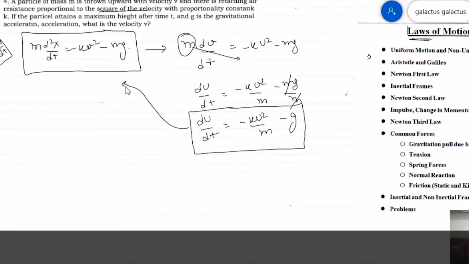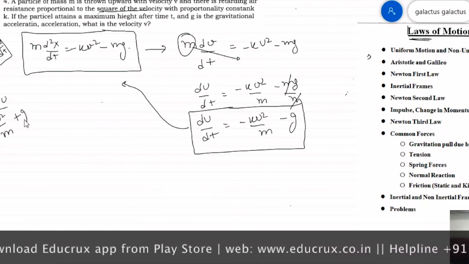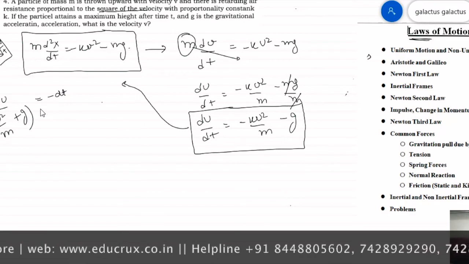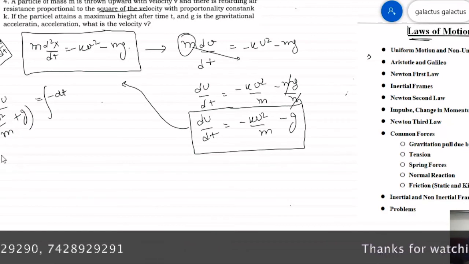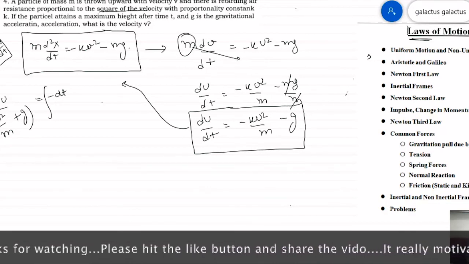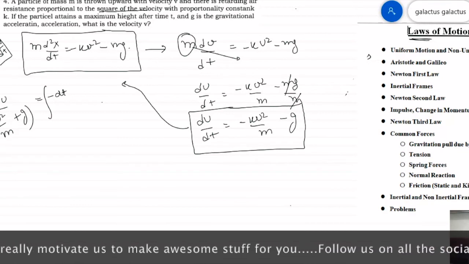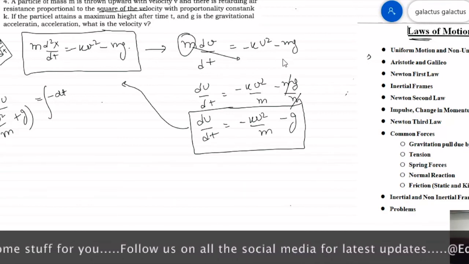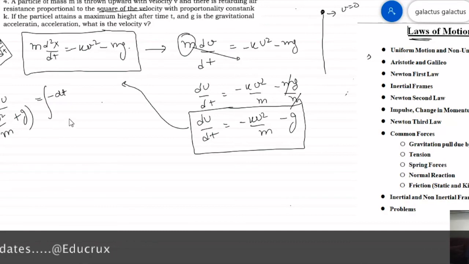So I can rearrange the terms and write the equation as dv upon (kv squared by m plus g) is equal to minus dt. So I have to integrate this equation, and I can also apply the limits. The limit of this integration will go from 0 at t equal to 0. The velocity will be v, and at the highest point, that is when the ball attains the maximum height, at that point the velocity will be equal to 0. And over the right side I'll have the integration from 0 to t.